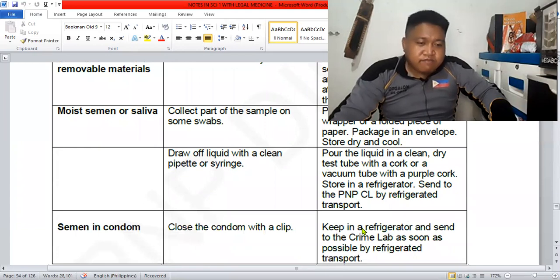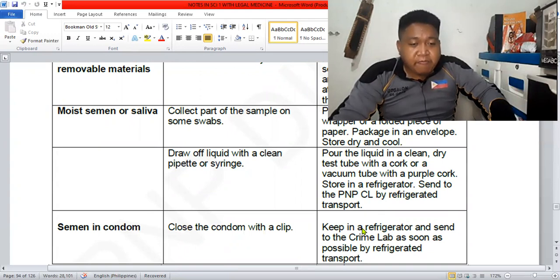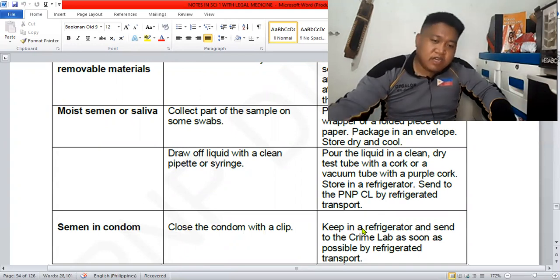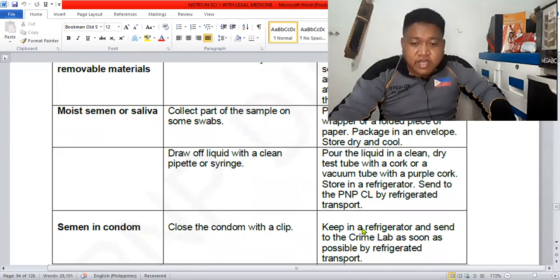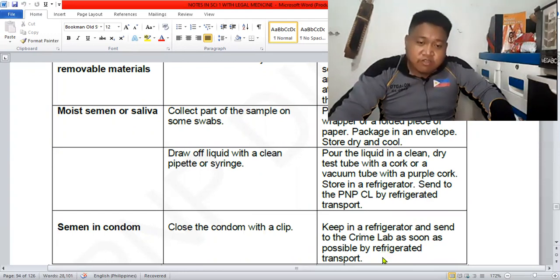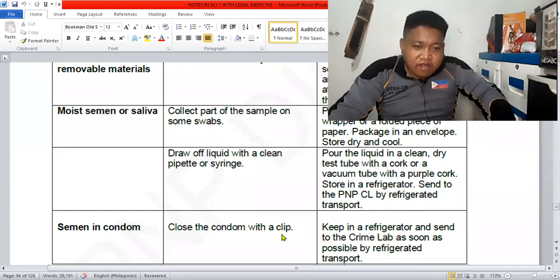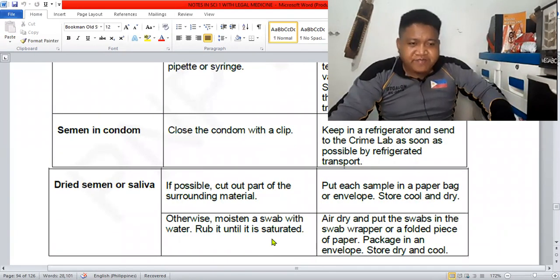Semen in condom. Pag ang semen is nasa condom. Hindi sperm kasi ang sperm is a part of semen. Semen in condom, close the condom with a clip. Yan, with a clip. Huwag mong isigrut. So, with a clip. Okay? Keep in a refrigerator and send to the crime laboratory as soon as possible by refrigerated transport. Okay, that is semen in condom.